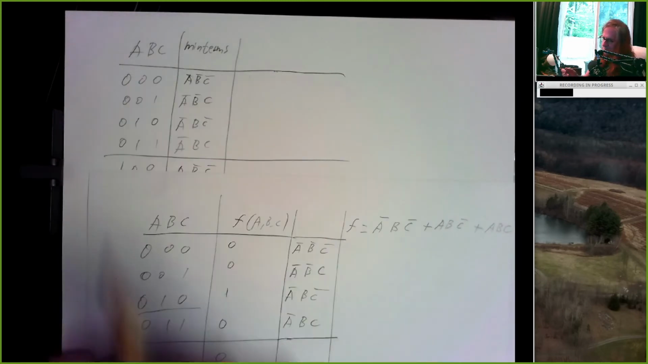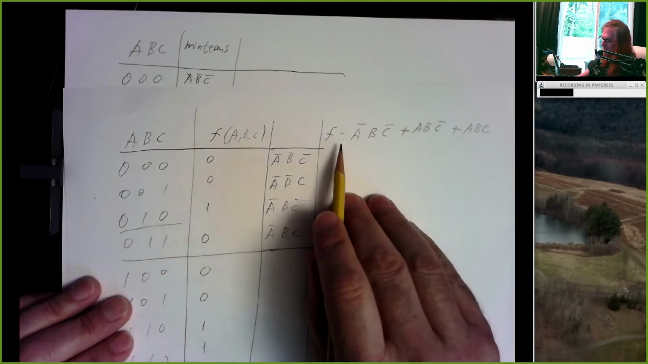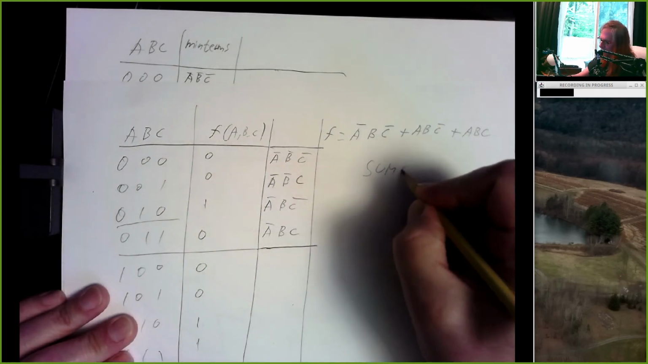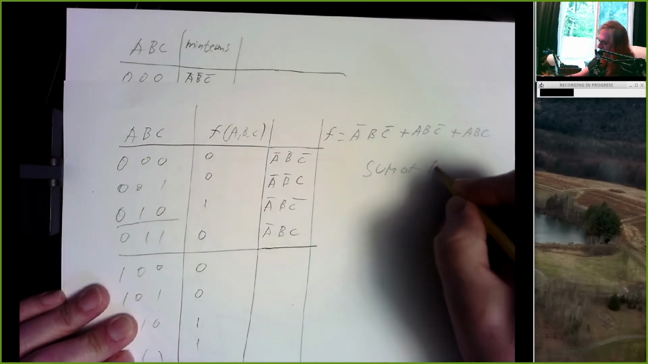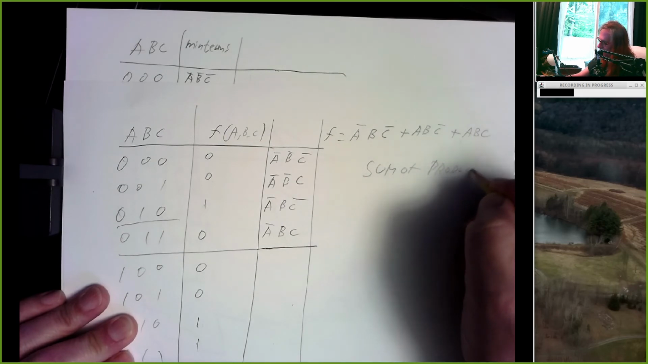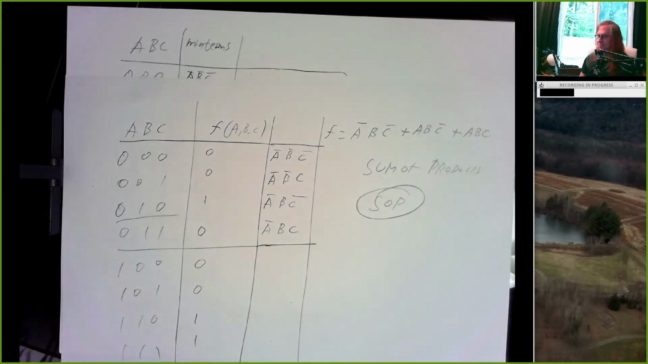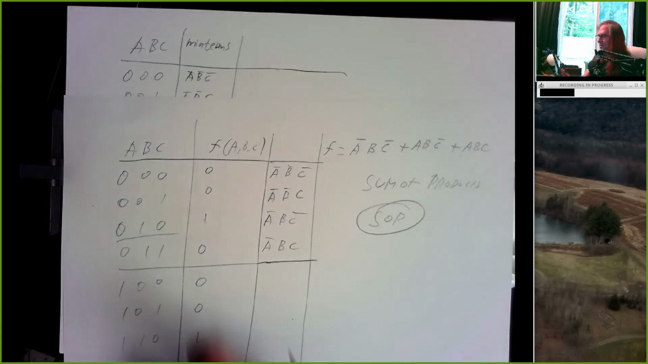And using these minterms to write an equation, our equation becomes what? It's a sum of these minterms, which are products. So this is an SOP representation of an equation corresponding to a truth table.